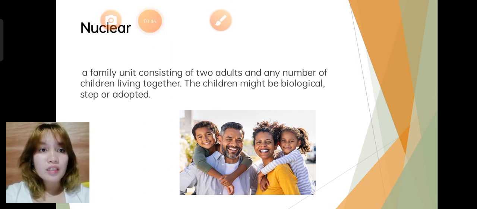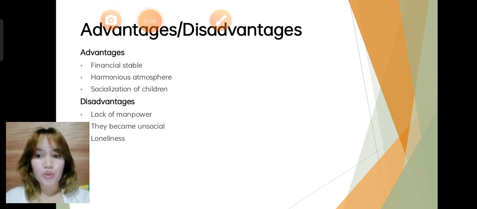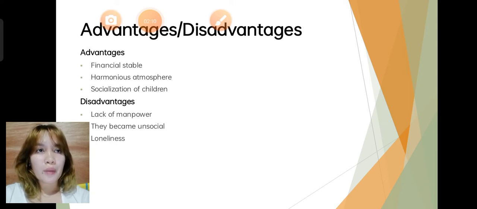Having this type of family has advantages and disadvantages. Here are the advantages: financial stability, a harmonious atmosphere, and socialization of children. With nuclear families, there is a lot of scope for personality development. They are more financially stable since they are few in the family and they can buy the things they want or need, since they have lesser expenses.